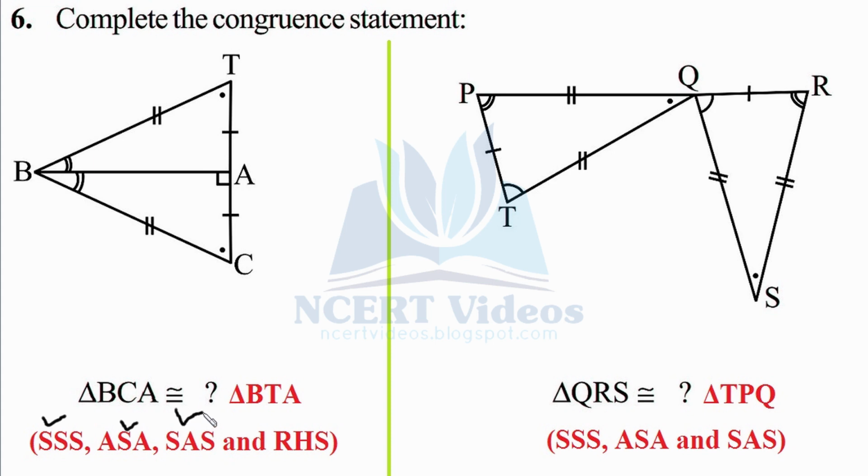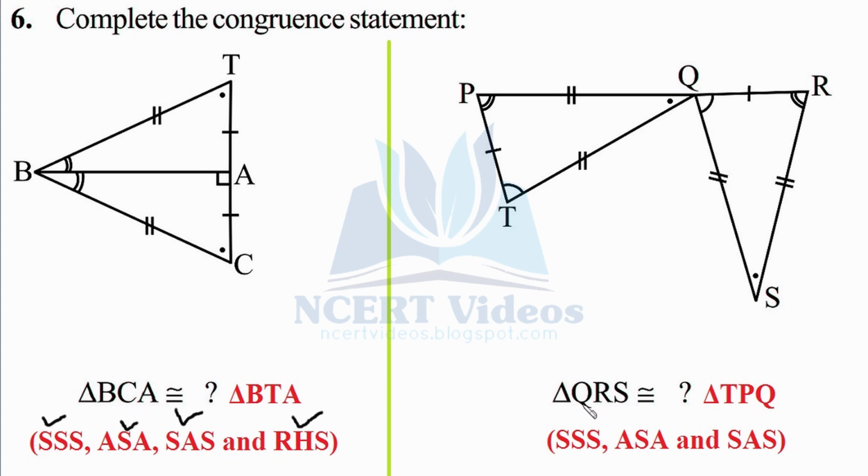And another interesting criterion is RHS, or right angle, hypotenuse, side. This is your right angle. Hypotenuse is opposite to your right angle, and one side is corresponding to one side here as well. This is 90 degrees. This is equal. Hypotenuse is equal, and one side is equal, which is corresponding as well. So this can also be proved with right angle, hypotenuse, side, or RHS.